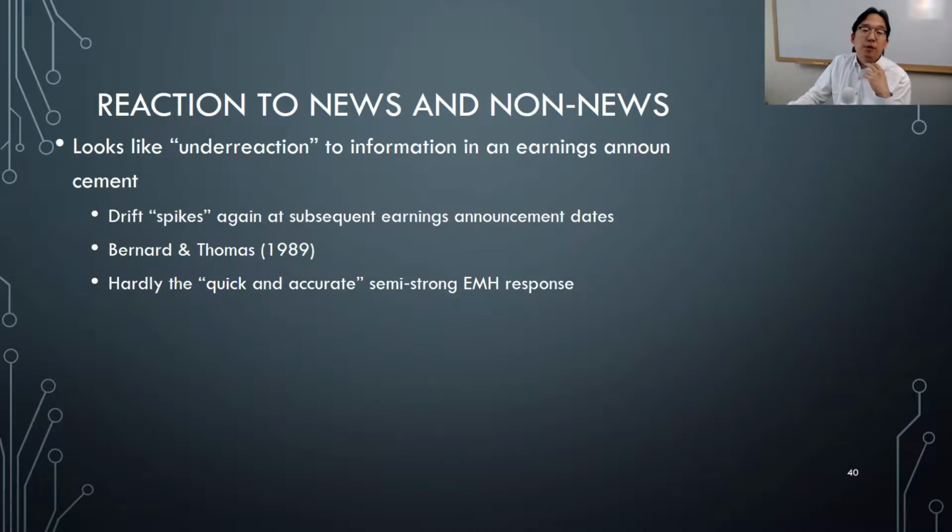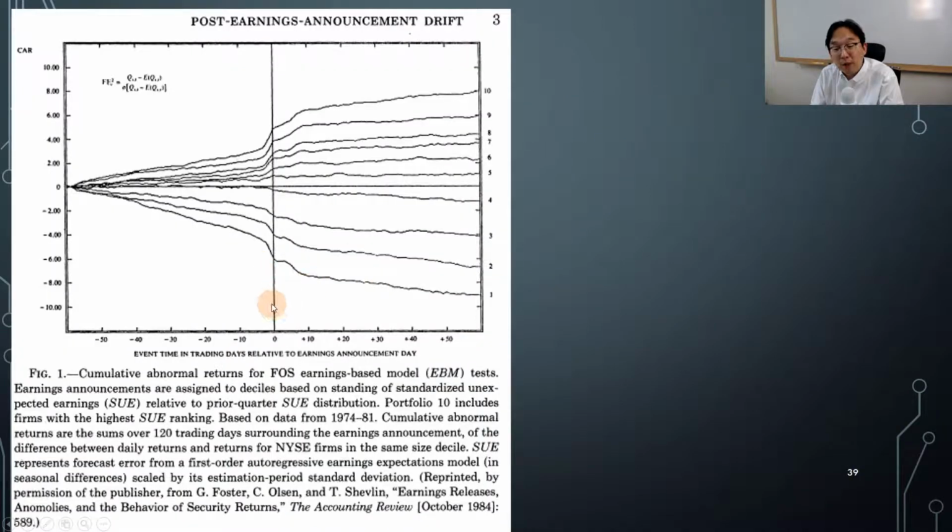So it looks like the underreaction to information in an earnings announcement is found. Drift spikes again at subsequent earnings announcement dates. Bernard and Thomas are the ones that reported this kind of PEAD phenomenon, and this is a clear violation of semi-strong form market efficiency. Semi-strong form market efficiency says what? Well, there's a clear benchmark. After the announcement, there should be no drift, which means it has to be flat like this, right?